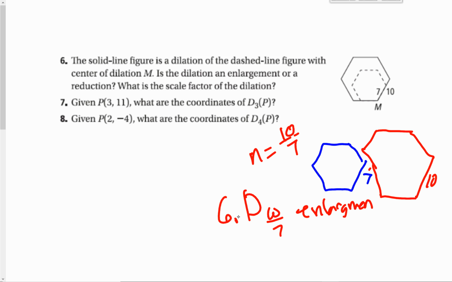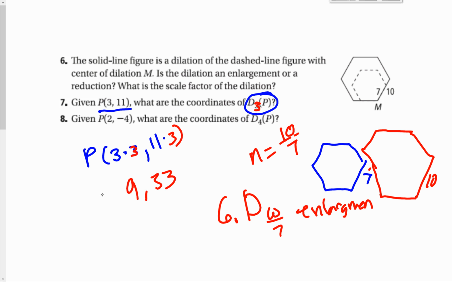Okay, number 7. Take this point and do a dilation of 3. Well, all we have to do is just take P, take this x, and multiply it by our scale factor. So maybe I'll label this scale factor as 3. So this is my scale factor 3. And then take this y value and multiply it by the scale factor, which is 3. So I get 9 over 33.